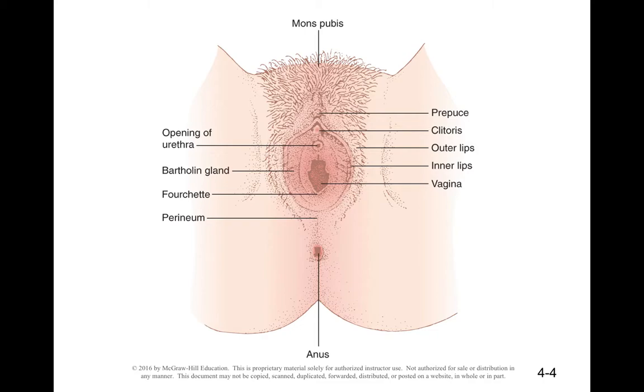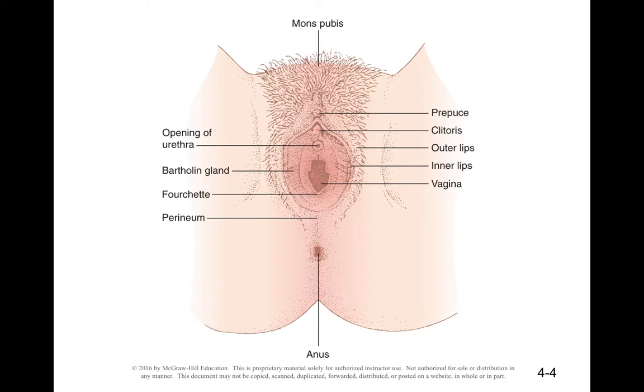Next down posteriorly is the prepuce, also called the hood that covers the clitoris. Then you'll see the clitoris. After the clitoris is the opening of the urethra, right in the middle, right under the clitoris. Then below the clitoris, you will see the vagina. Below the vagina, you'll see the fourchette, where the two inner lips come together at the fold called the fourchette.